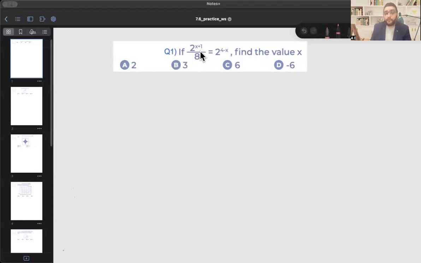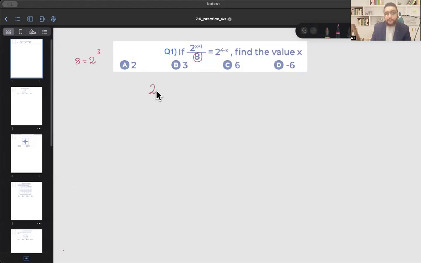If (2^(x+1))/8 equals 2 raised to the power of 4 minus x, find the value of x. In this question, you'll try to rewrite the denominator in terms of the base of the numerator. You know that 8 equals what? 8 equals 2 raised to the power of 3.